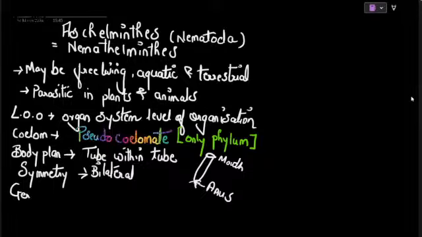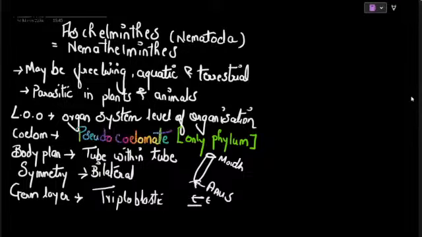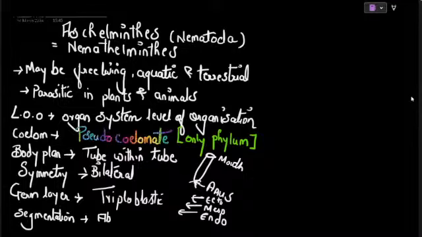What about germ layer? They are truly triploblastic. There is a presence of three germinal layers. Outermost is ectoderm, then mesoderm, and then endoderm. Clear? What about segmentation and notochord? Segmentation absent, right? Notochord absent.